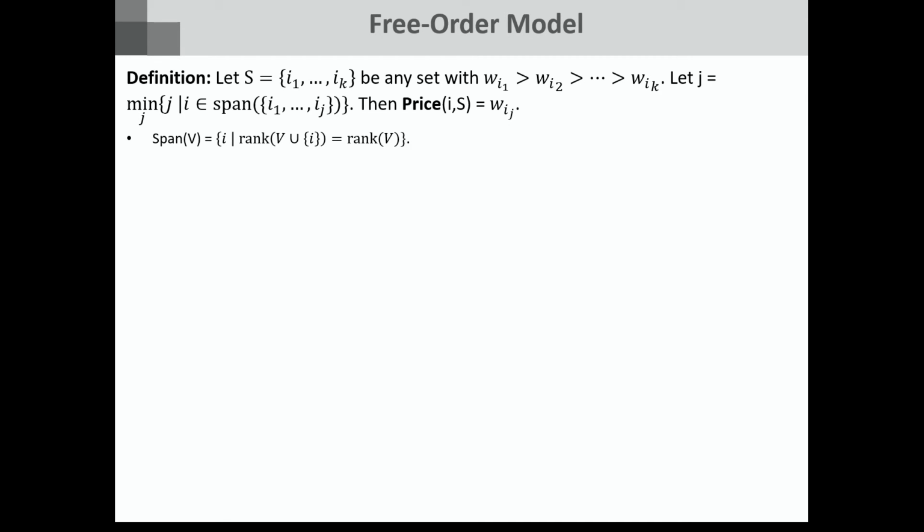So think of this as, again, I'm going to start with the heaviest element and add one by one. Eventually, I'm going to span S. The weight of the last element I add to span S, I'm going to call that its price.